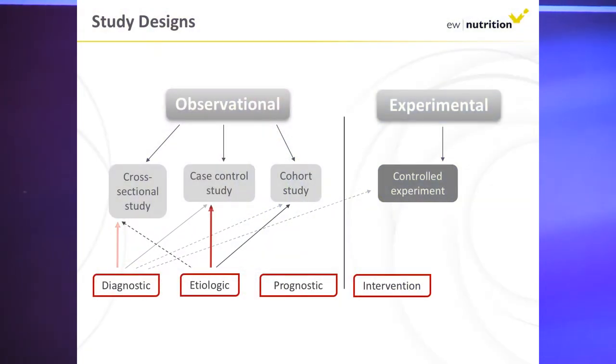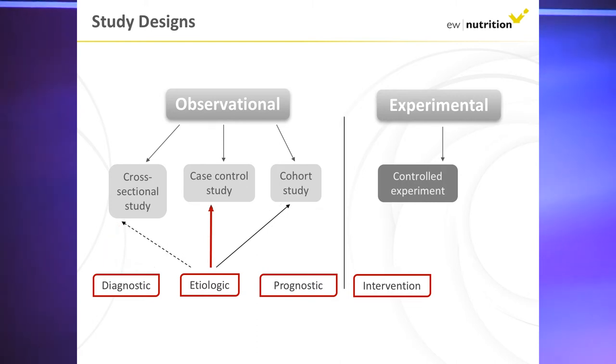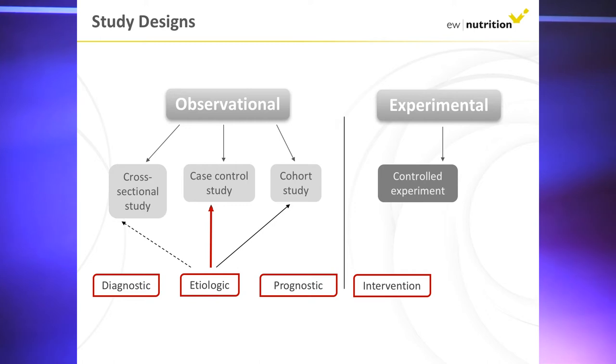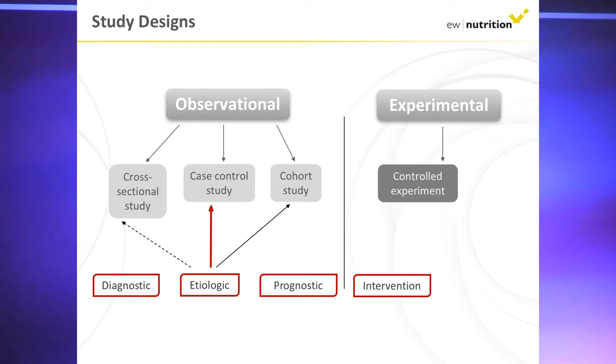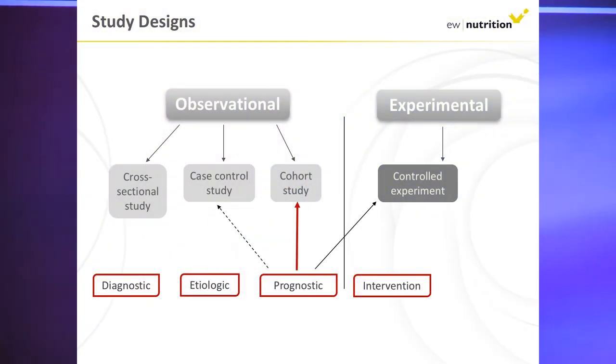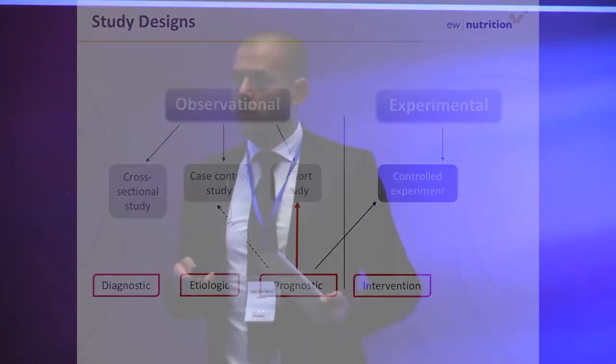They can be used for case control studies, to figure out what is the cause of a disease. Think about the Zika virus in Brazil. Case control studies are the basis of identifying the virus as a cause. Then we have cohort studies. Those can be used to predict the recovery from a disease or the recovery from a performance dip in production animals. So those are all observational.